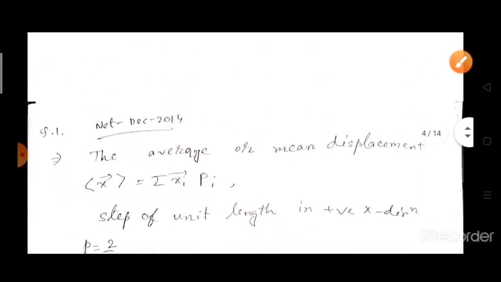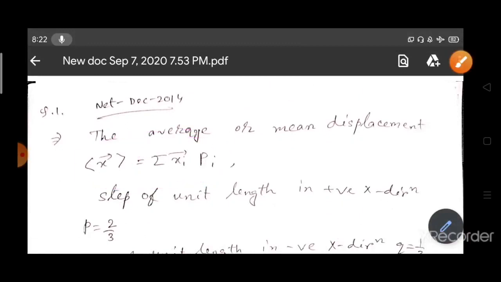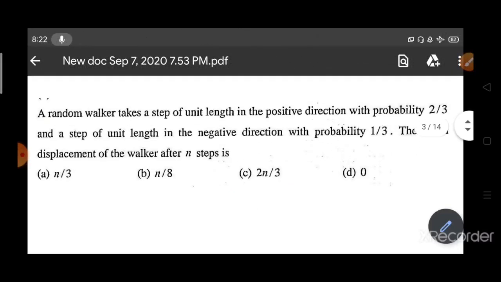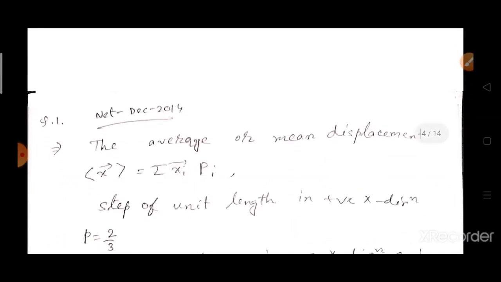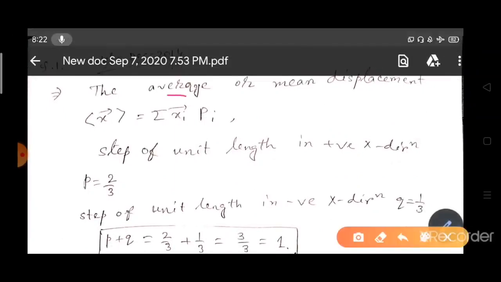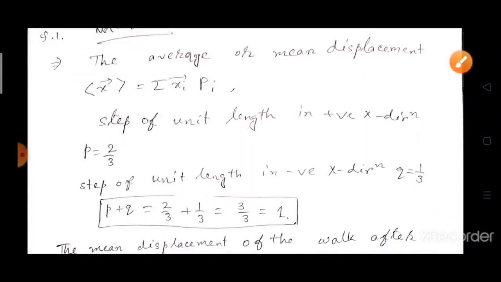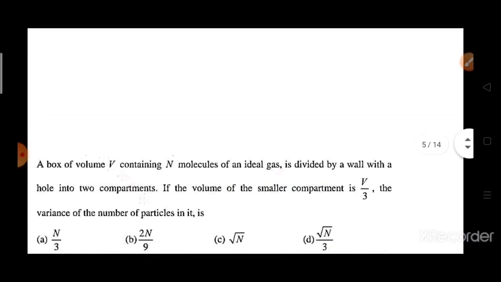What you have to understand is that this is the formula you have to remember. It is the formula for the average or mean value of any variable. Here it is for a unit step, but it can be anything else, not only the unit step length. You have to remember that the average value of a variable is the probability into that value. Okay, so let's go to the next question.